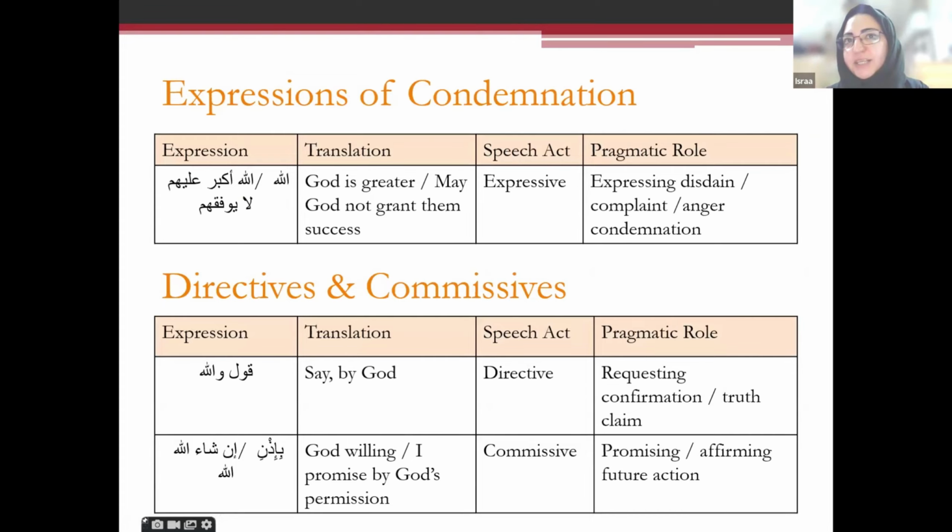And there were only two instances of other speech acts. All these prayers were expressing the speech act of expressive in terms of Searle, but only one was expressing directive, which is say by God. So if someone says something, you say by God. You request basically confirmation of your truth or whatever you're saying. So truth claim. You want the hearer to affirm by saying by God. And also one commissive, which is God willing, or I promise you, by God, I will promise you. So you're affirming a future plan using God's name to strengthen the future promise that you're giving the hearer.